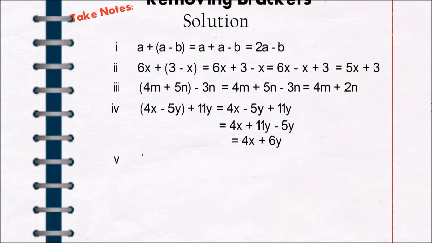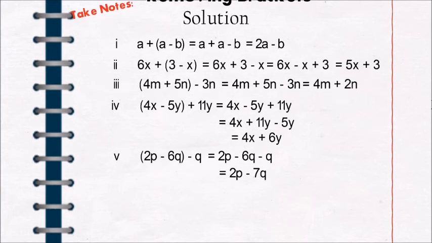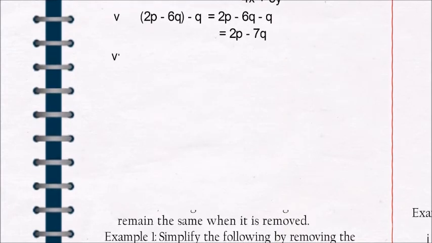In number 5, we have open bracket 2p minus 6q close bracket minus q. That will give us 2p minus 6q minus q. So minus 6q minus q, we have 2p minus 7q. Now in number 6, open bracket 7 plus 3n close bracket plus open bracket 1 minus n close bracket. Now if we remove the bracket, we have 7 plus 3n plus 1 minus n.